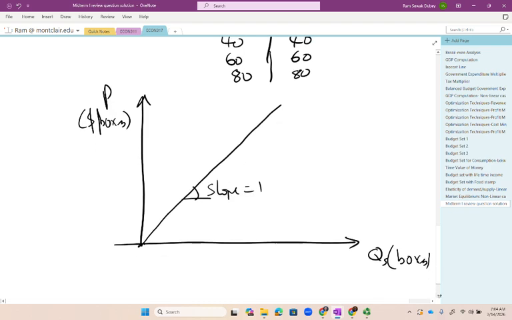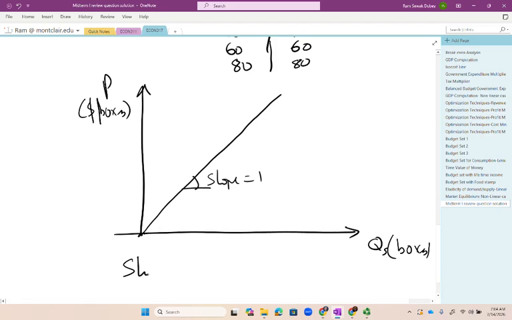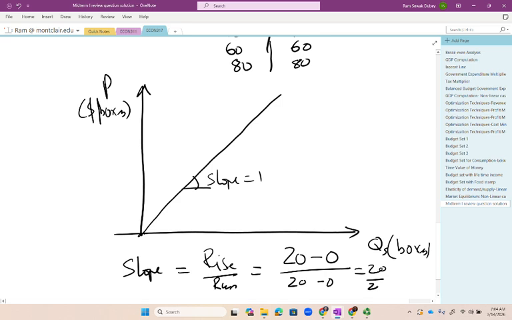We can compute this also. I can show the slope, rise over run. We can pick any 2 points. I'll pick the first 2. So price is 20 minus 0, quantity is 20 minus 0, 20 over 20, plus 1.